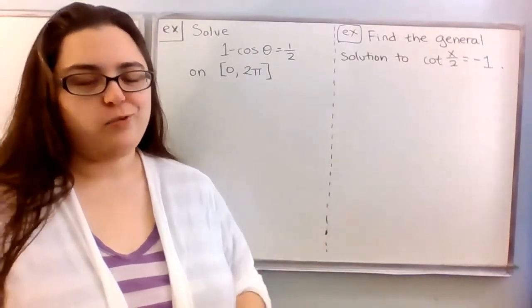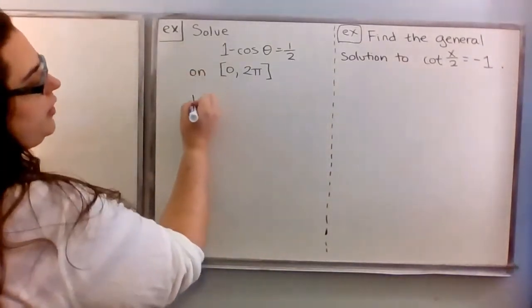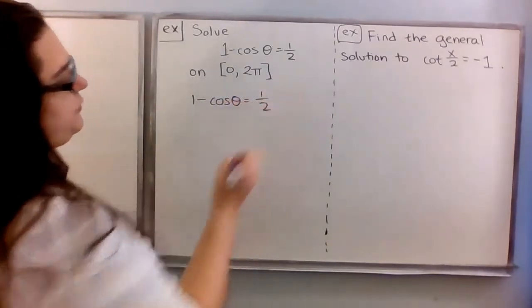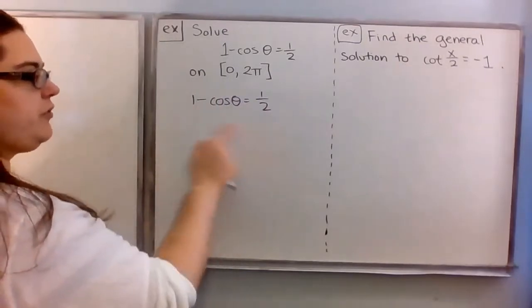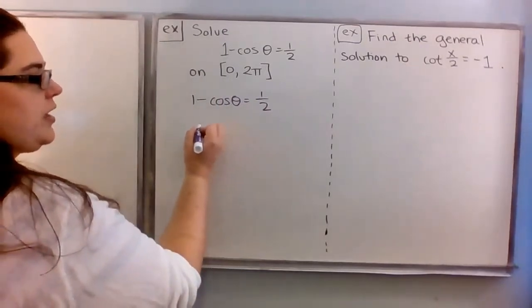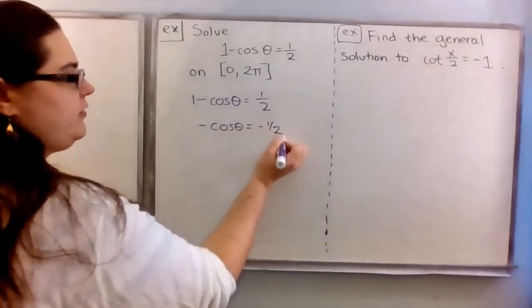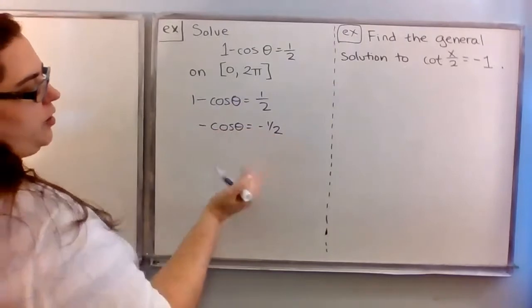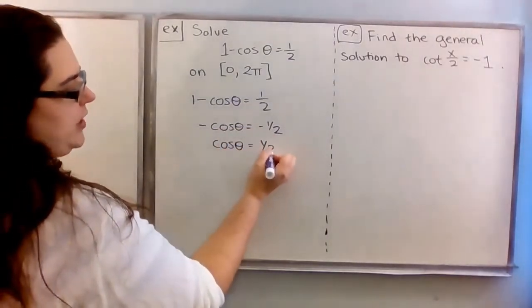So let's go ahead and walk through this one. I'm going to rewrite my equation. 1 minus cosine theta is 1/2. To solve for cosine, let's subtract 1 from both sides first. That will give me negative cosine theta is a negative 1/2. And then I can multiply both sides by -1, and that's going to give me cosine of theta is equal to a positive 1/2.